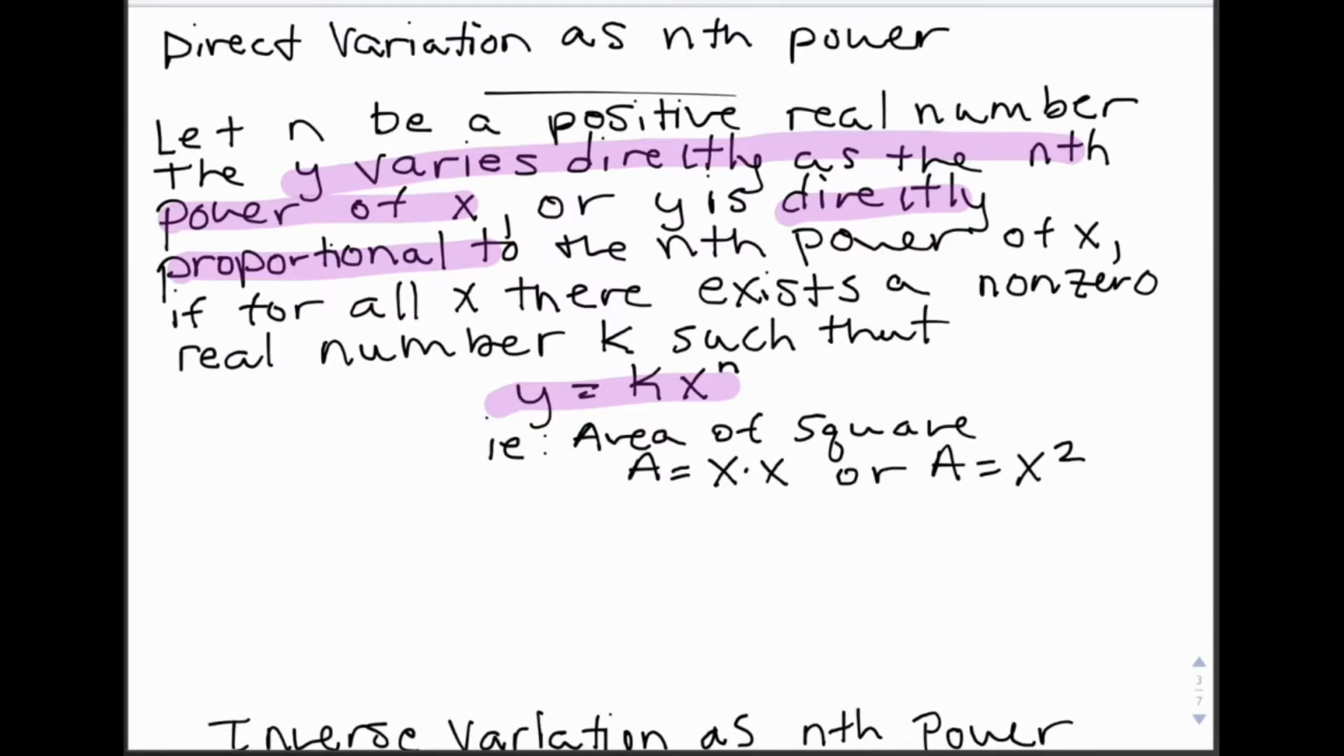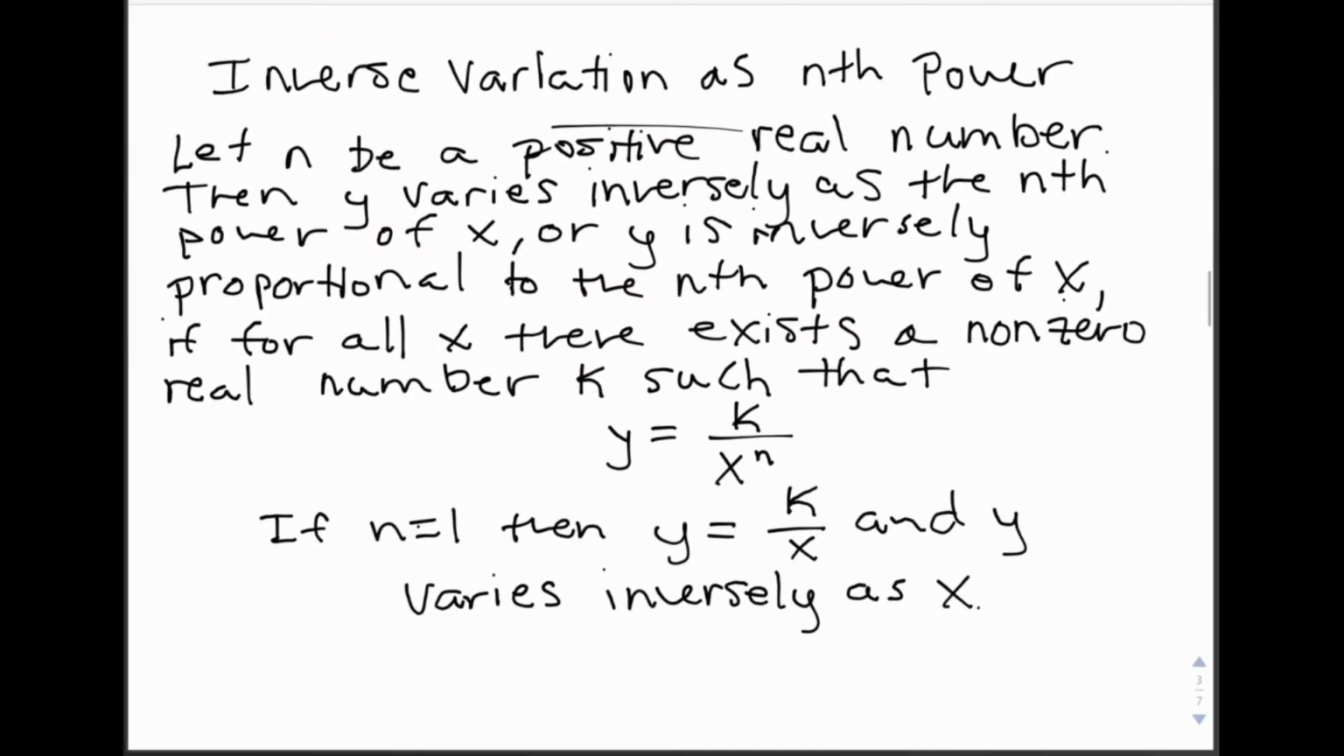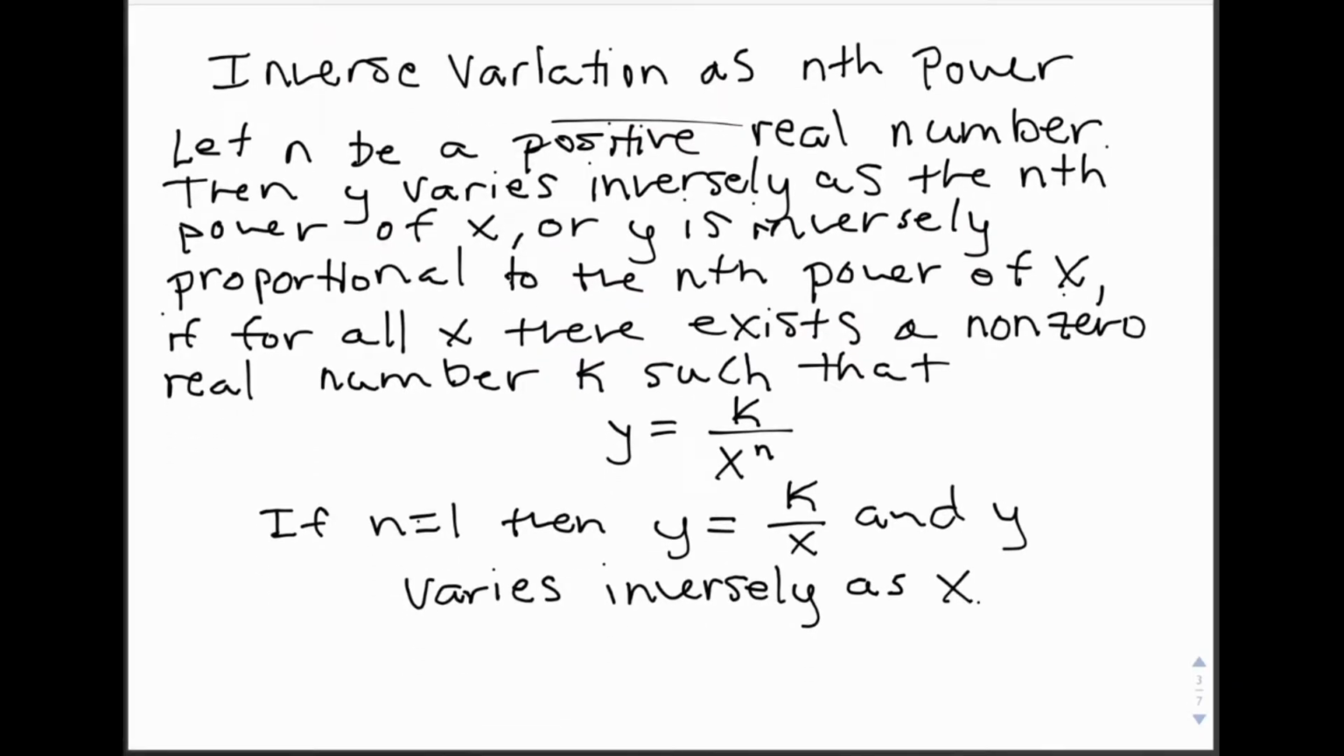Okay, so the inverse variation as nth power. Let n be a positive real number, then y varies inversely, that's going to be a key word here, as the nth power of x, or y is inversely proportional to the nth power of x. So the equation you're going to want to use is y is equal to k divided by x raised to the n.